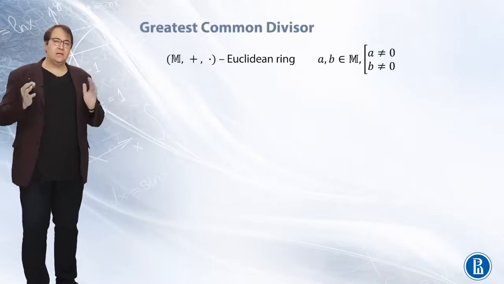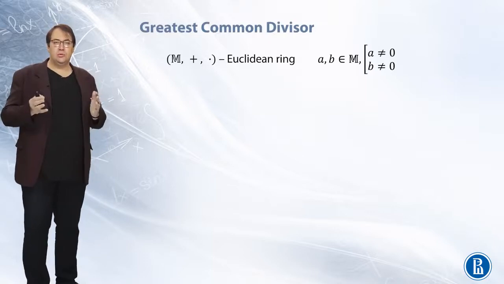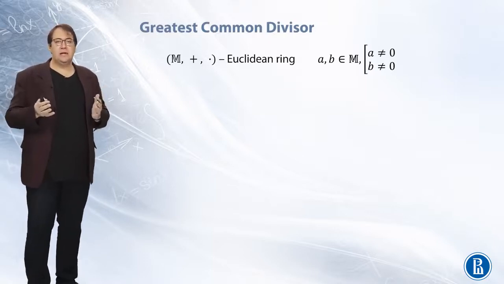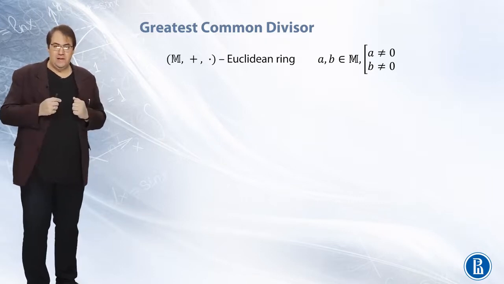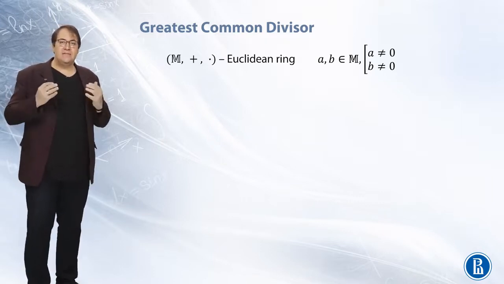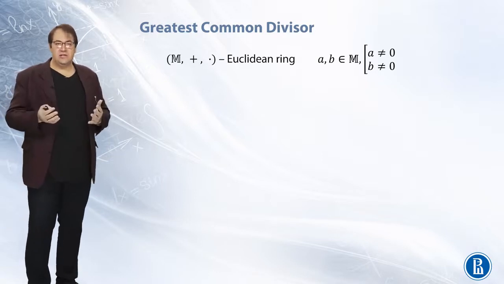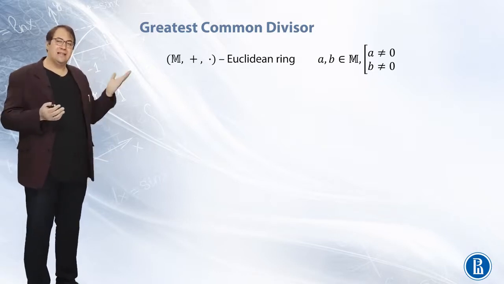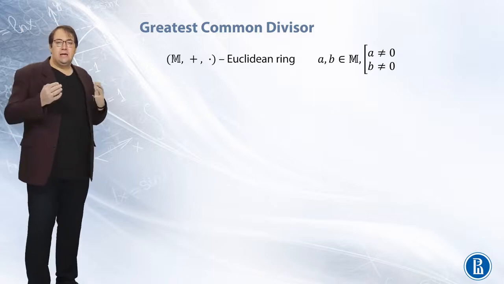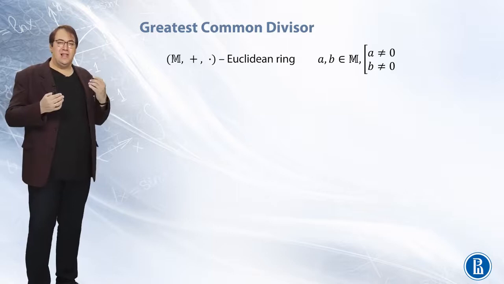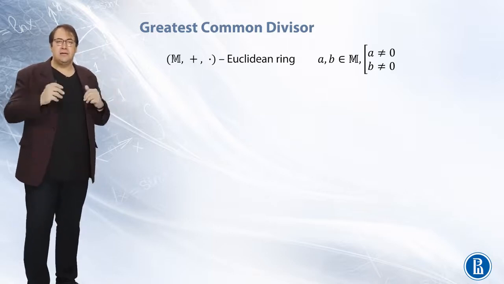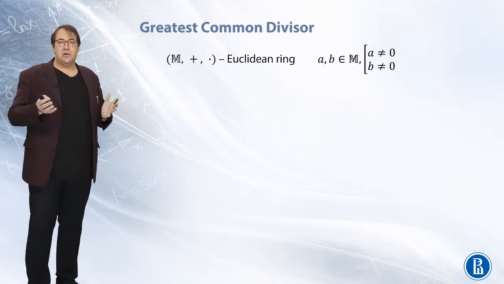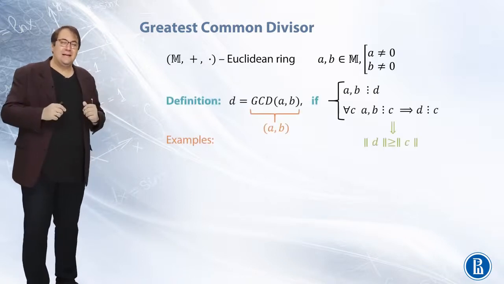So take a Euclidean ring and two arbitrary elements of this ring where at least one of them is not zero. Then we have a definition of the greatest common divisor of these two elements. We denote these elements as A and B, and denote the greatest common divisor as either GCD of A and B, or simply A and B inside the brackets, just as scalar products, so don't mix them.